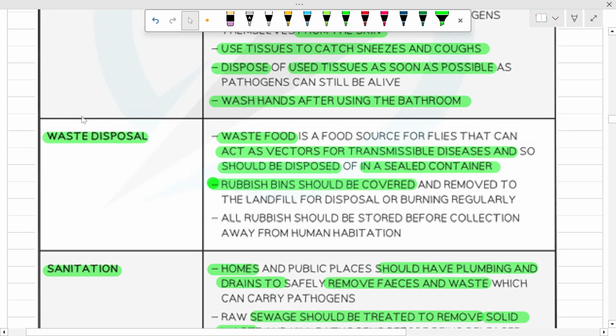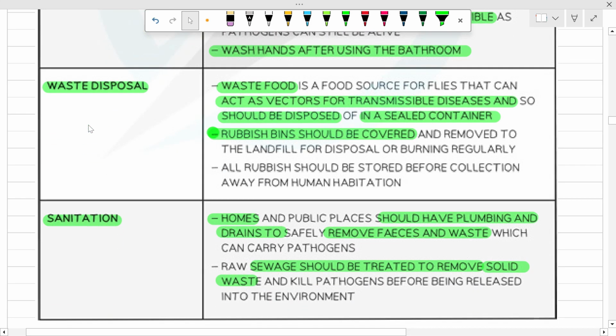The third one is waste disposal. Waste food can act as vectors for transmissible diseases, and it should be disposed of in a sealed container. Rubbish bins should be covered from the top. Don't leave them open from the top. Sanitation is the last one. Homes should have plumbing and drains to remove feces and waste. Sewage should be treated to remove solid waste.